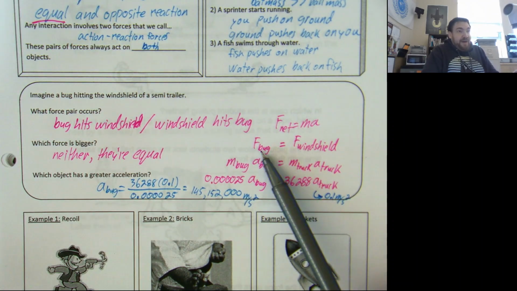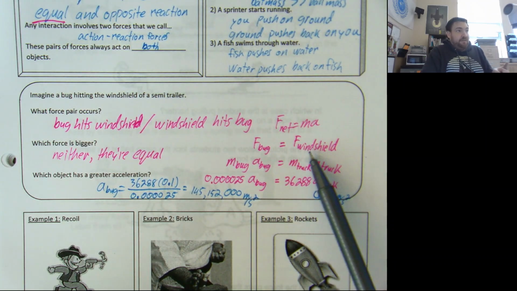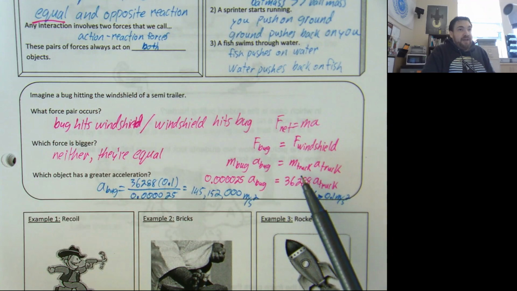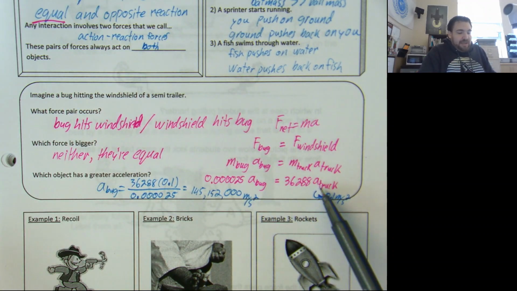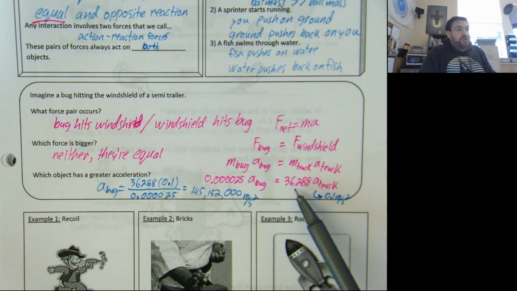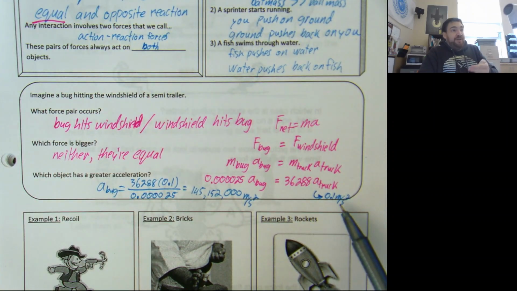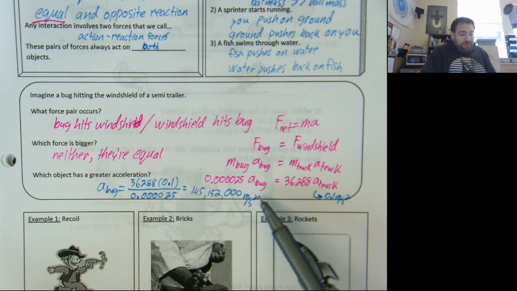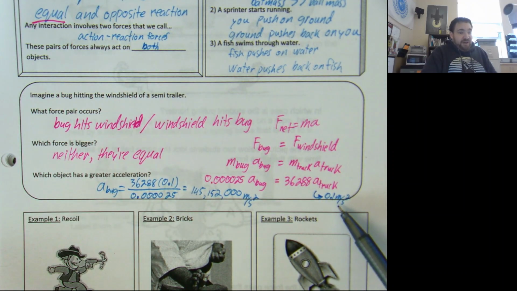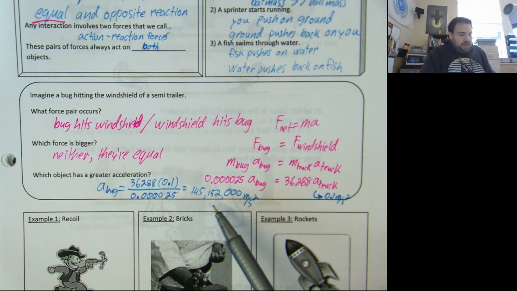So the force on the bug and the force on the windshield are equal and opposite. So why does the bug explode and the truck hardly feels anything? It comes back to inertia again. The larger the mass, the smaller the acceleration that mass is going to experience because it has more inertia. So the truck feels hardly any change to its velocity. The bug has an acceleration of 145,152,000 meters per second squared. The bug is effectively vaporized.